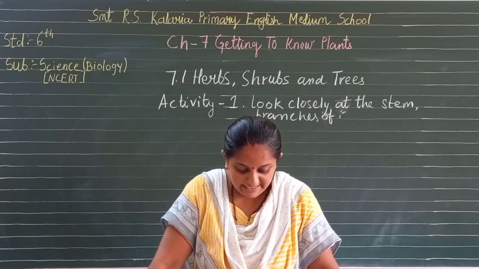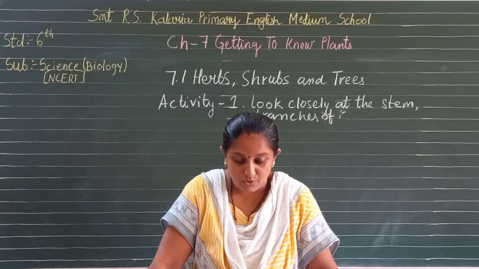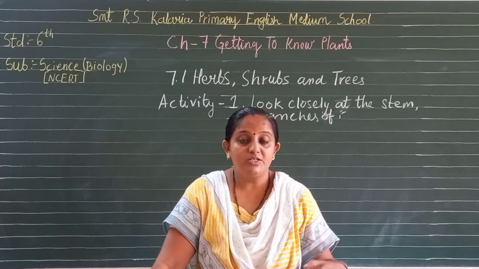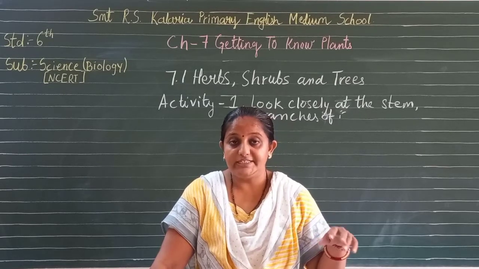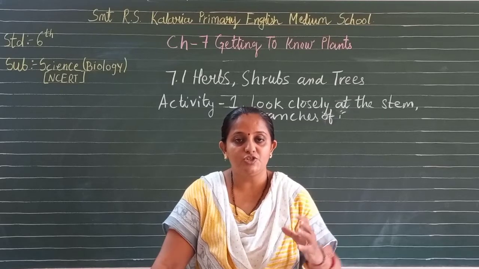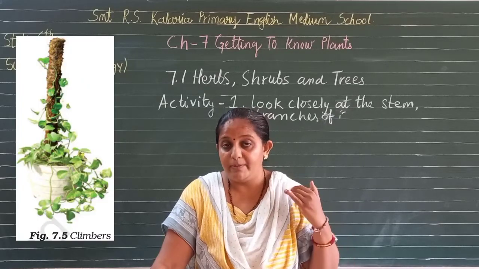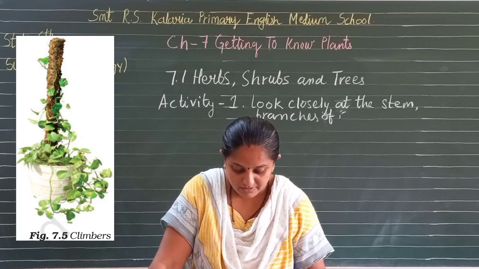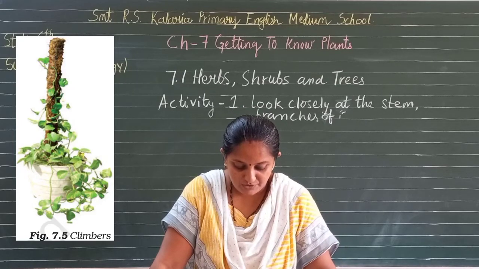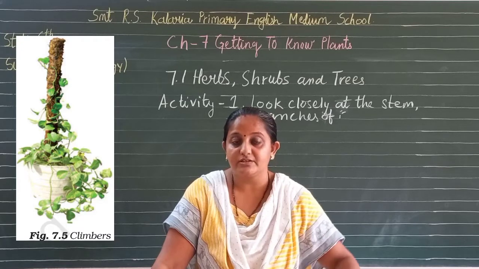While those that take support and climb up are called climbers. The plants which need support take support of different objects or things, or even from the walls. According to that support, they climb up. So they are known as climbers. So these are the different forms of herbs, shrubs and trees, and creepers and climbers.